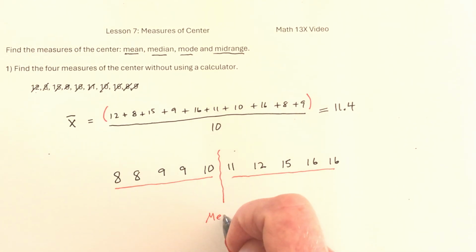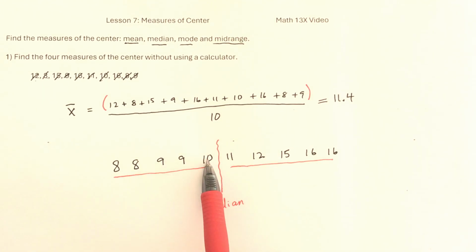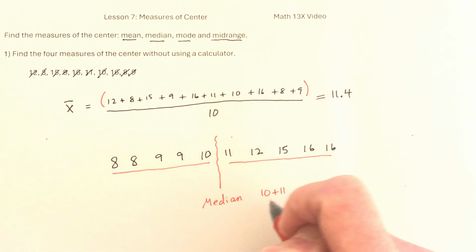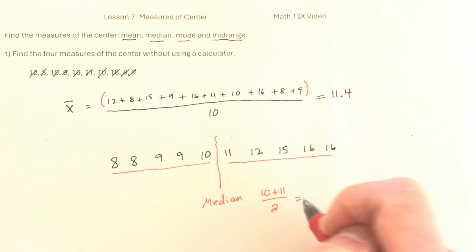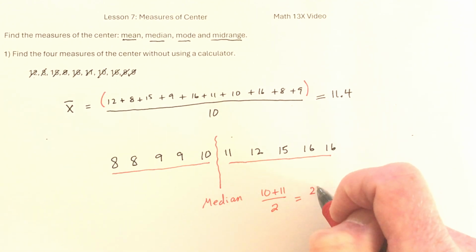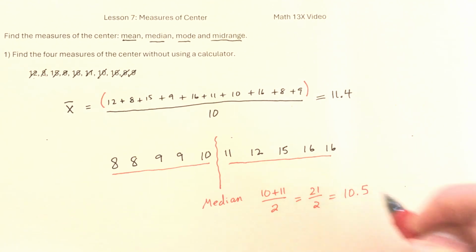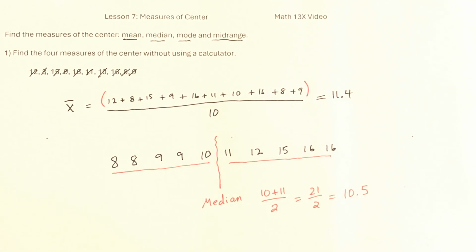So the median is right in between. And because it's right in between of a 10 and 11, I need to average those two. So just add them together and divide by 2. So that's going to be 21 divided by 2, or 10.5. So there's the median.